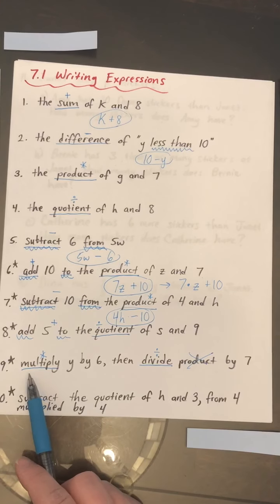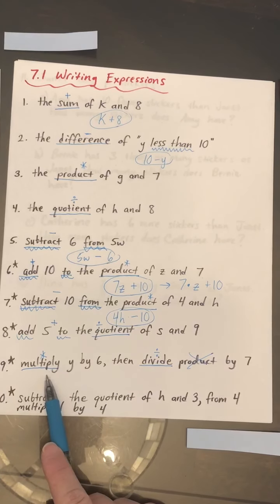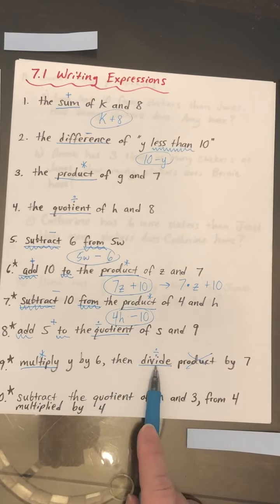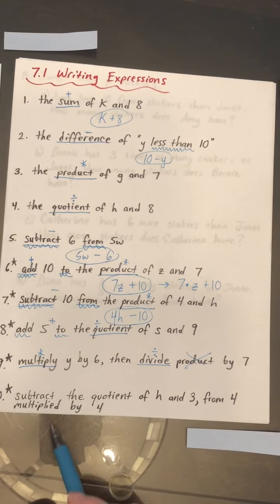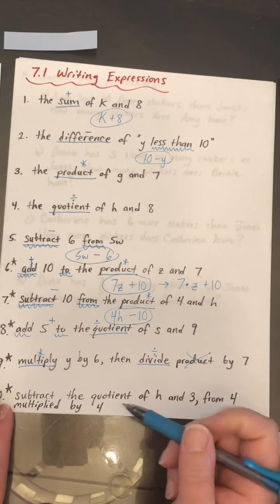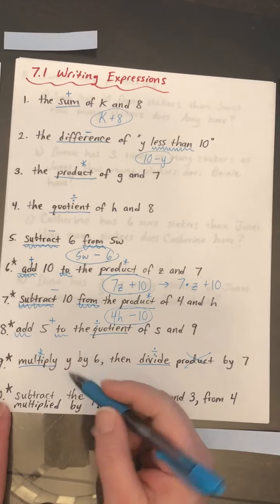Make sure that in this one we're going in order from left to right. First, show me the multiplication of y and 6. Then make sure you're showing me that we're going to divide it by 7. On this next one, number 10, a couple pieces to it. I think this might be the hardest one on this page.